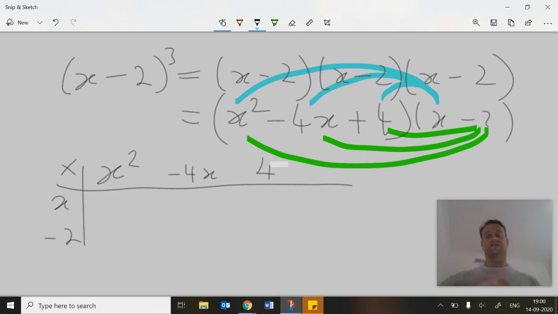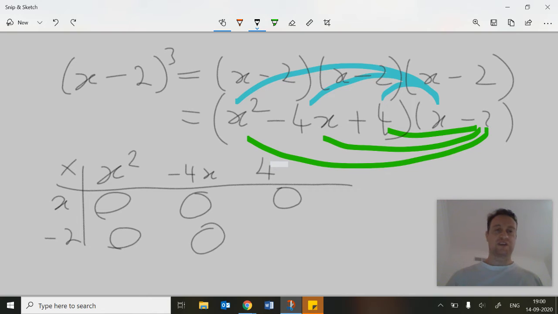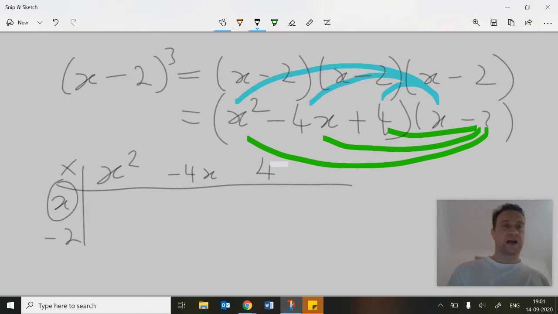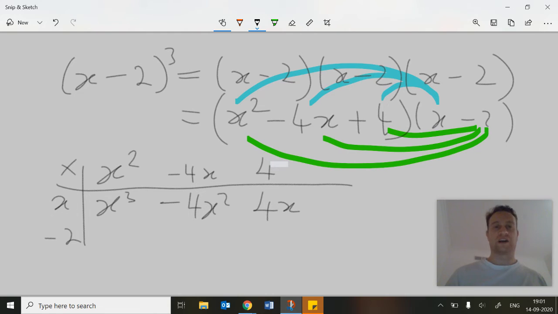So I know that I'm going to get 6 terms here, that's the 3 blue loops there and the 3 green loops. I'm definitely going to get 6 terms here when I times each of the 2 things on the side by the 3 things on the top. So it's just a different way of organizing it. So x times by x squared, x cubed, x times by minus 4x, that's minus 4x squared, and then x times by 4, that's 4x. You should be able to do this by now. Minus 2 times by x squared, minus 2x squared, and we're getting minus 2 times minus 4 is minus 8.